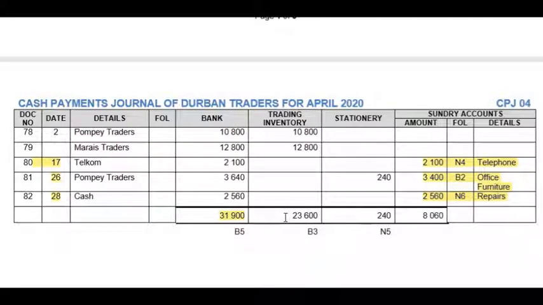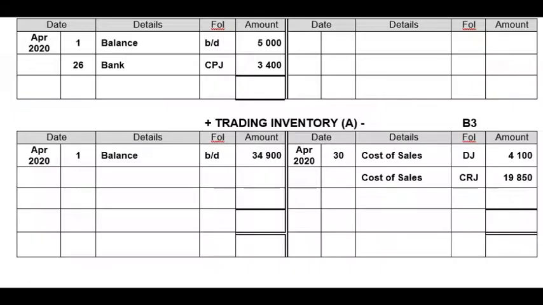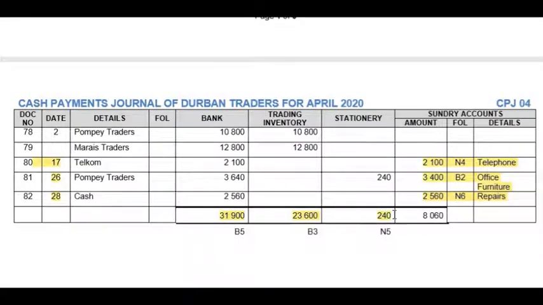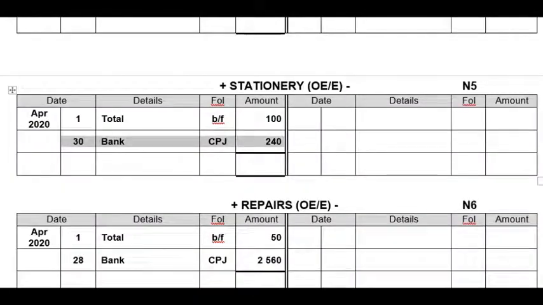Then the next column is trading inventory. That will go to the debit side of trading inventory, because bank is credited, everything else is debited. Okay, so it goes here. Please do not write cost of sales as the contra account, because in fact we are not making any sale, so cost of sales is not affected. In this case, we are just buying trading inventory, and we get the money from our bank in the CPJ. And then lastly, the stationery column will go to the debit side of stationery. Also on the 30th, and you will write bank, CPJ.